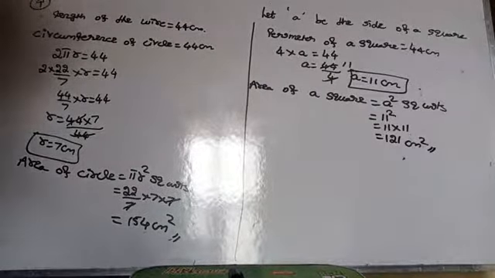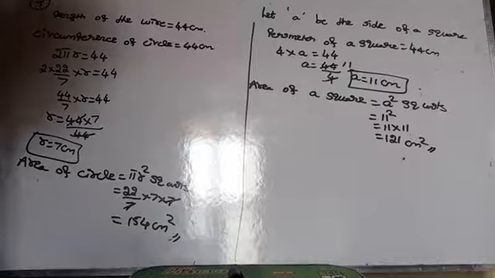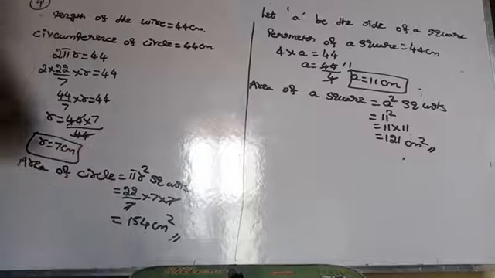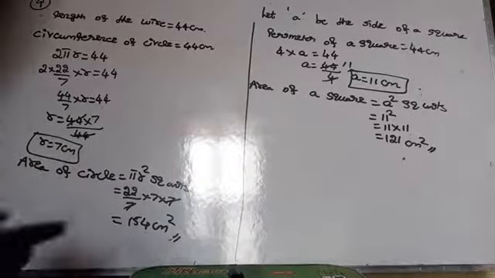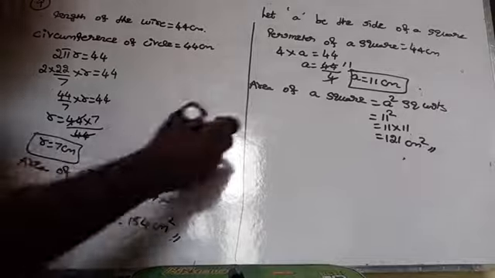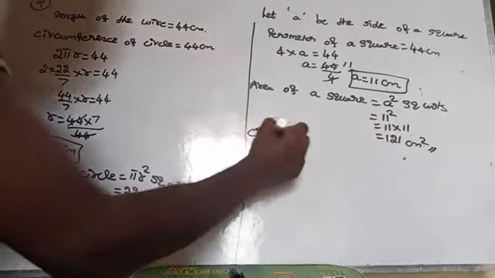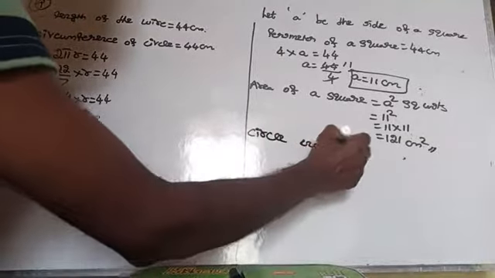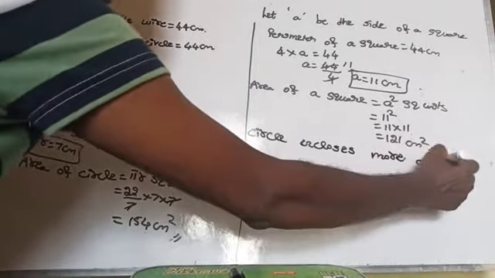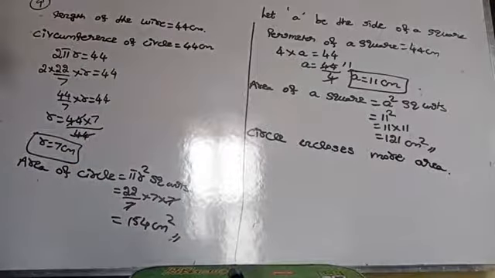Am I right here? Yes. Now, by comparing these two areas of circle and square, which one encloses more area? Circle encloses more area. So comparing the area of the circle and the area of the square, the circle encloses more area. Am I right, dear? Yes.